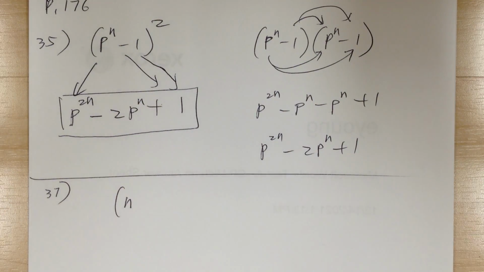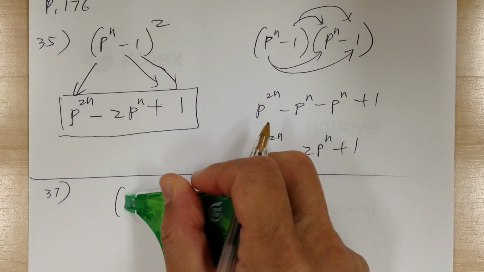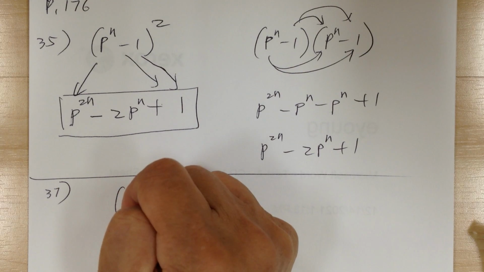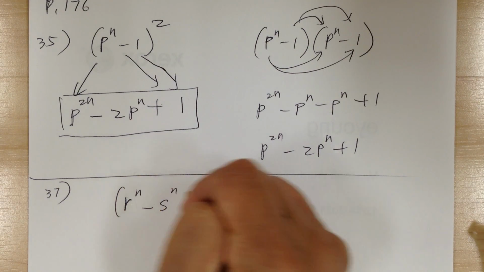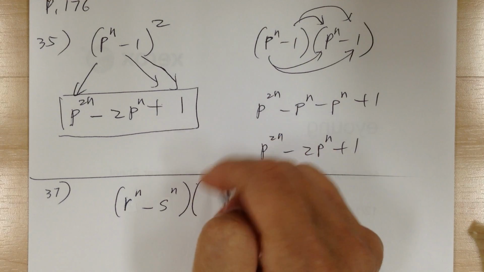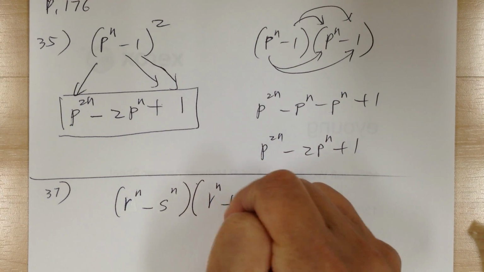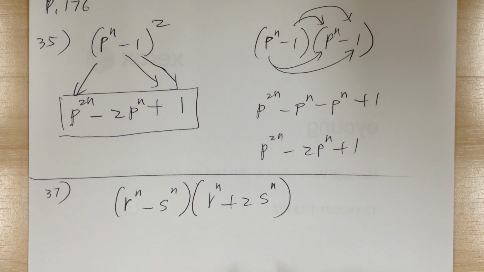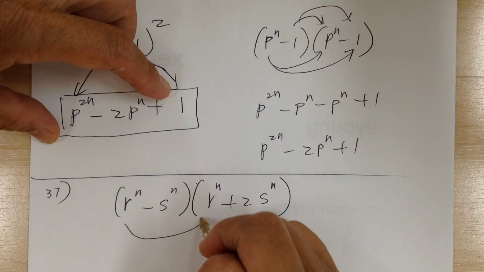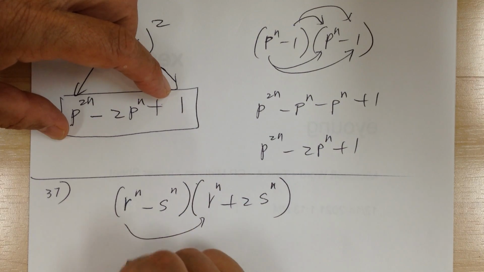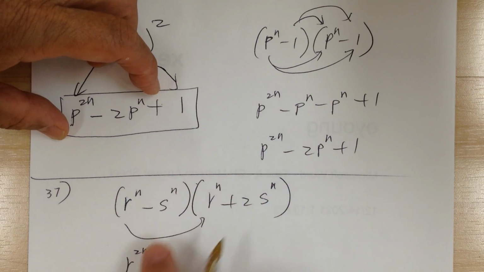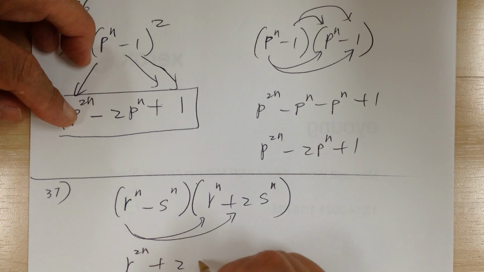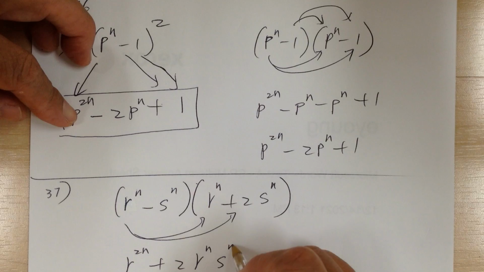You've got r to the n minus s to the n times r to the n plus 2s to the n. So this one is no shortcut, so you just have to multiply out. When you multiply, you add the exponents, so it will be r to the 2n, because n plus n gives you 2n. Next one, I can just distribute, so it'll be plus 2r to the n, s to the n.